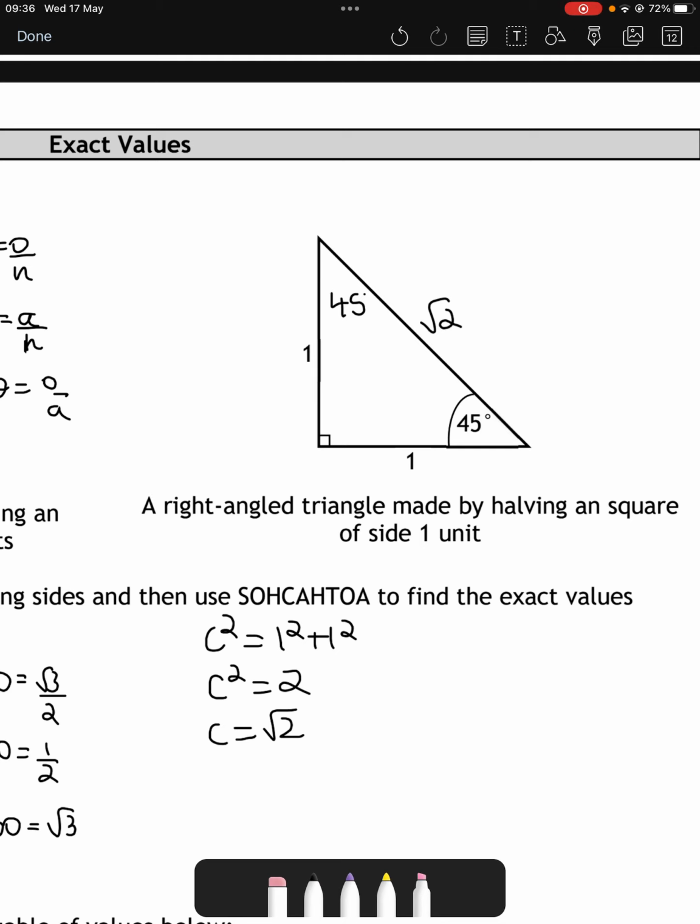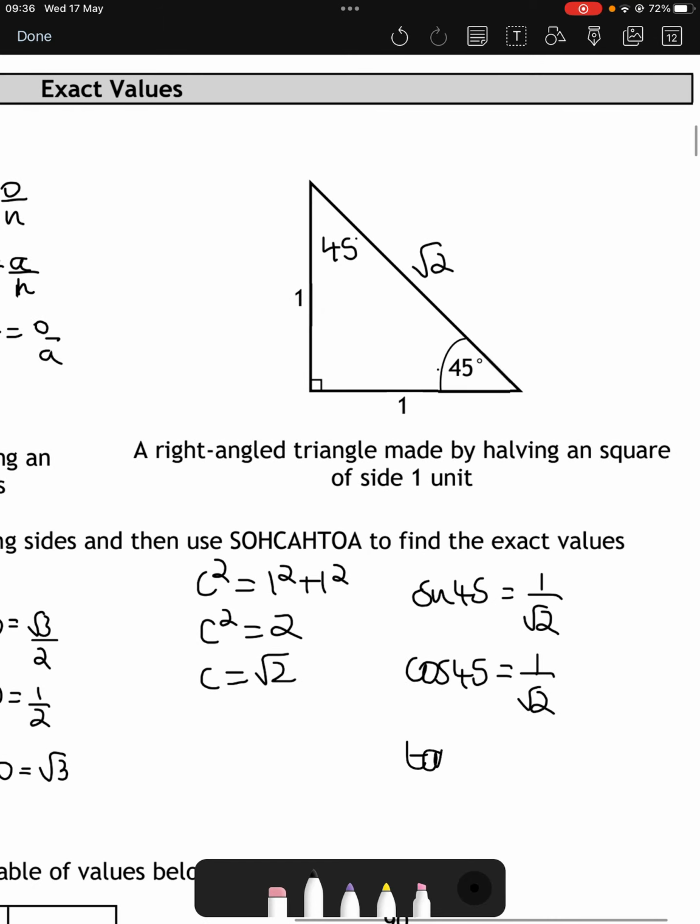So we're going to do the exact same thing as before, a bit easier this time, well shorter, because we've only got 45. So we're going to do sine of 45. Sine is opposite over hypotenuse, just like what we just did. So 1 over root 2. Cos of 45. Again, adjacent is 1 as well. So 1 over root 2. And then tan 45. Opposite over adjacent, 1 over 1, which is just going to be 1.